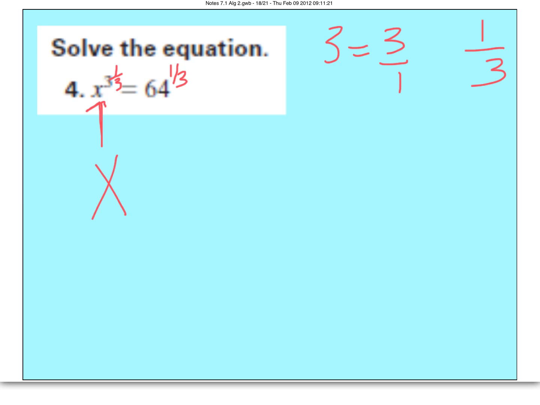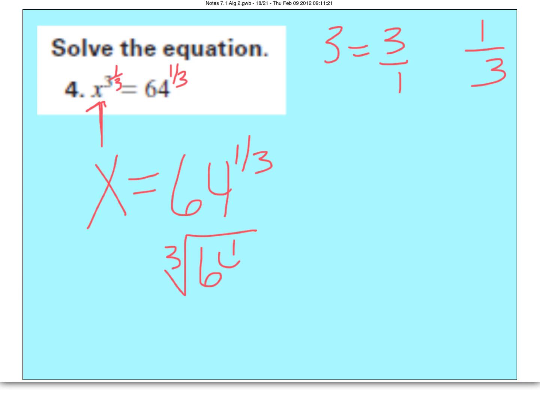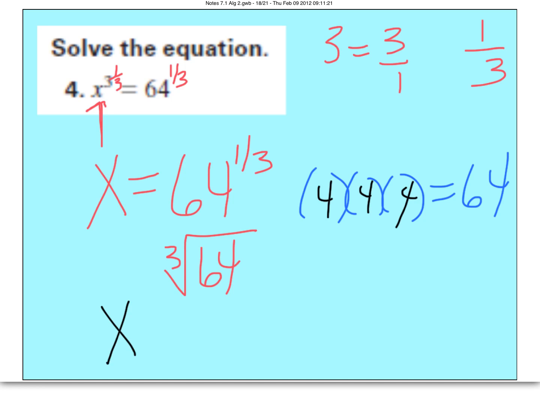So I'm left with x equals 64 to the 1/3 power. If you want, you can recognize that means it's the 3rd root of 64, which is asking what number, 3 times, gives us 64, and the answer would be a 4. So the answer here is x equals 4.